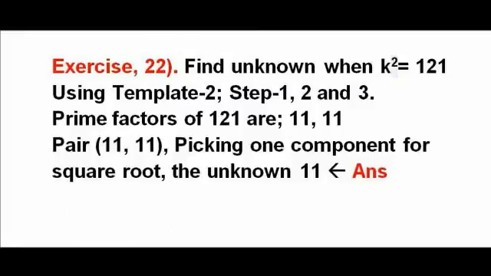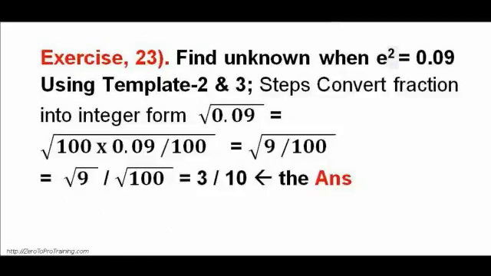Exercise 22. Find the unknown in the equation k square is 121, using template 2, steps 1, 2 and 3. Prime factors of 121 are 11, 11. Pick one 11 as the square root, 11 is the answer. See image.